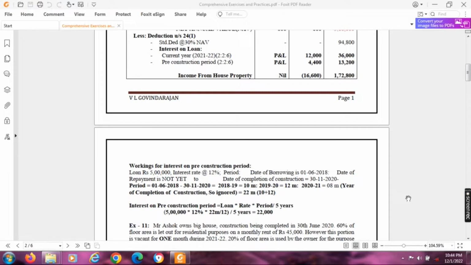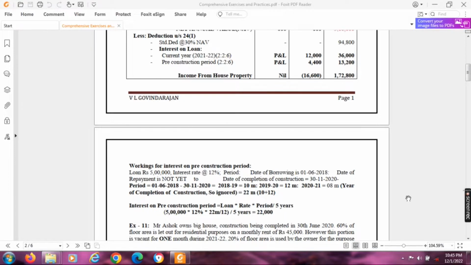So interest on pre-construction period equals loan into rate into period by 5 years, because the maximum time limit is limited to 60 months. 60 months means 5 years. So loan amount 5 lakh, rate of interest 12%, into 22 months as the pre-construction period, by 12, because it was accounted in terms of months.